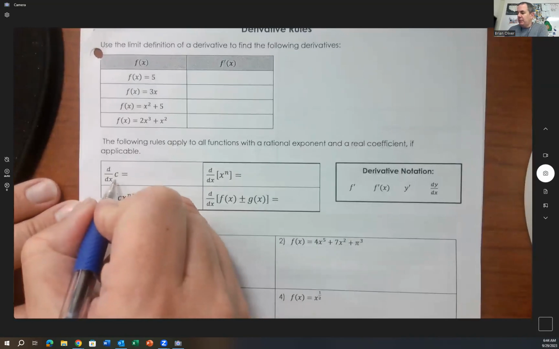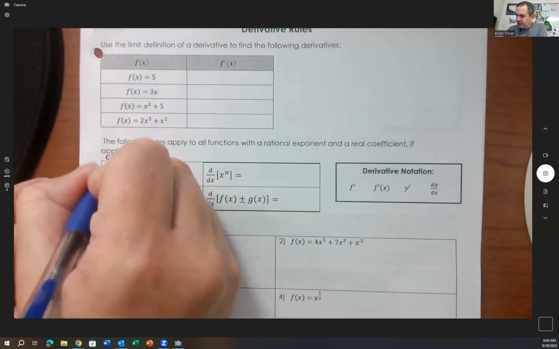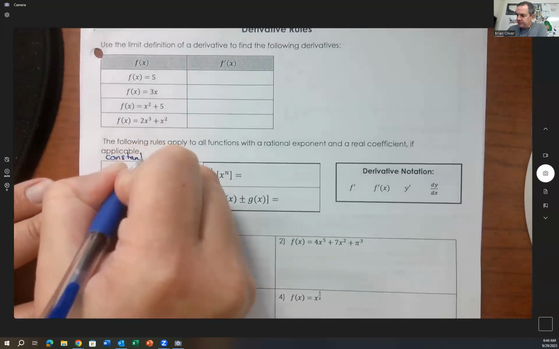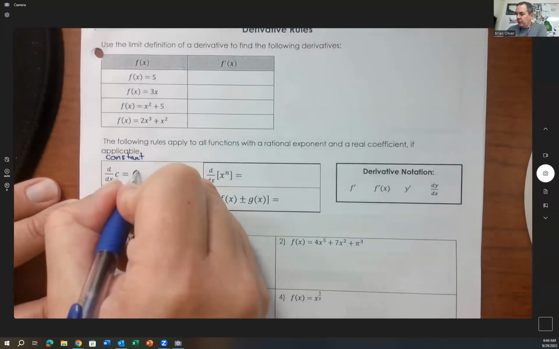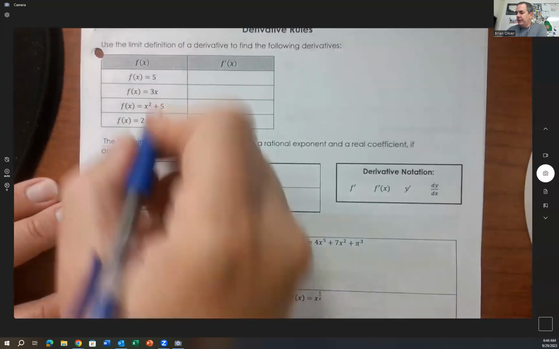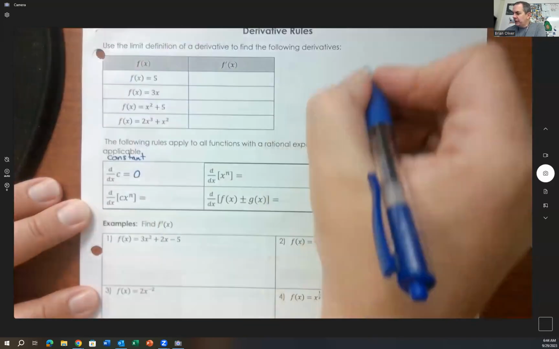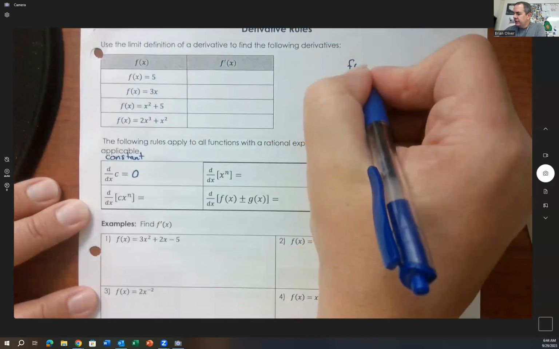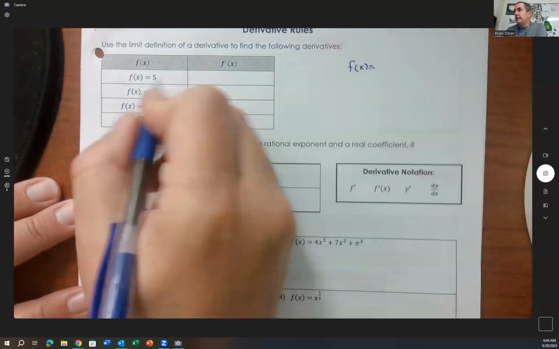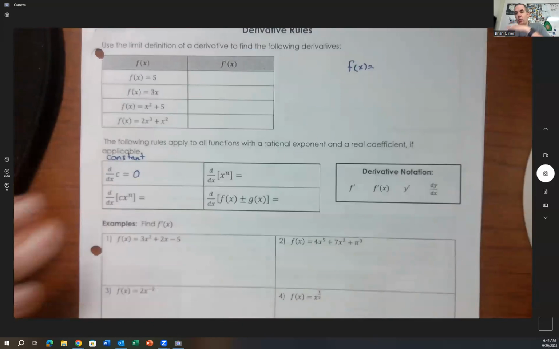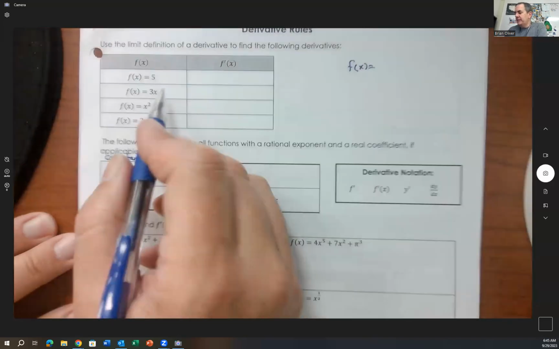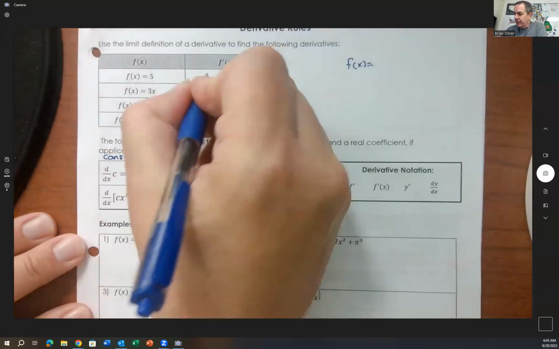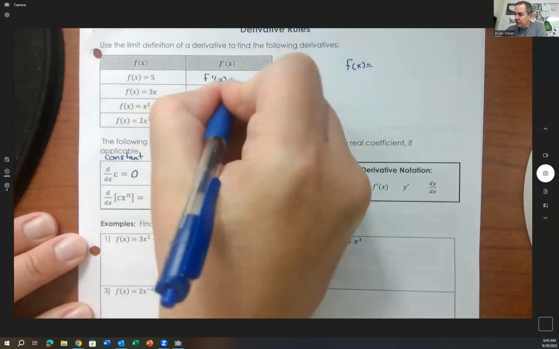So C is going to represent a constant. This is what happens when we take the derivative of a constant. The derivative of a constant is 0. The way you want to think about it is the following. If I were to write f of x equals, say, 5, that's a horizontal line. If I were to ask you what's the slope of a horizontal line, you would say 0. That's because when we take the derivative of a constant, we get f prime of x equal to 0.